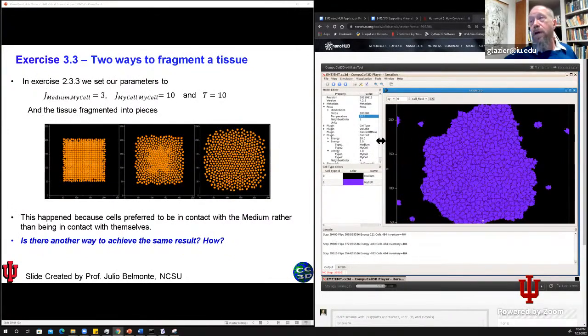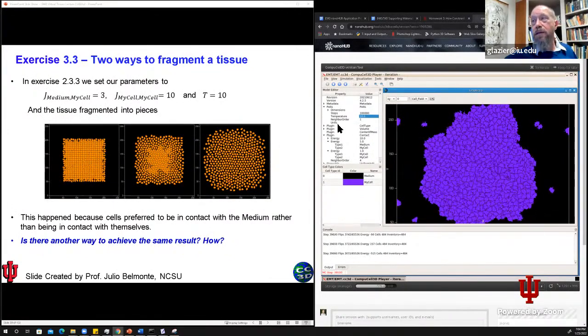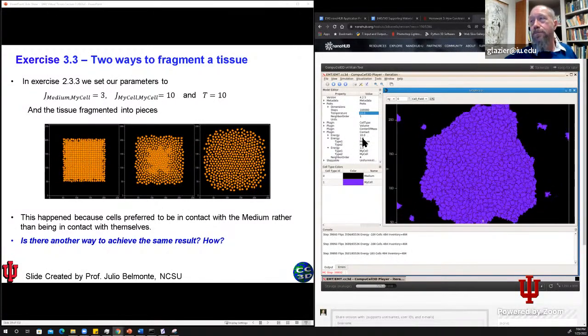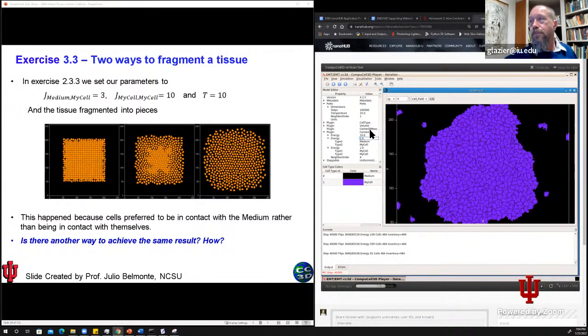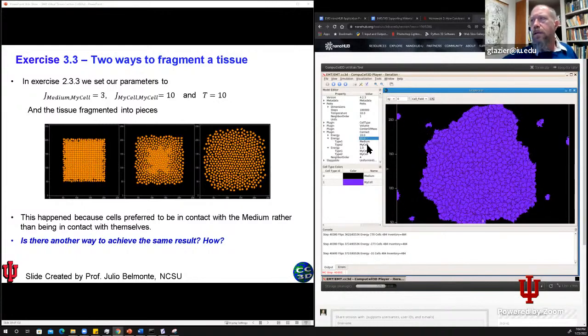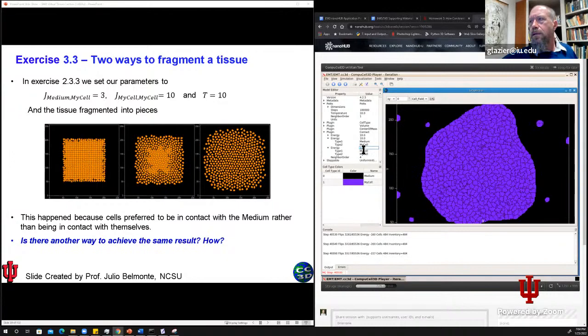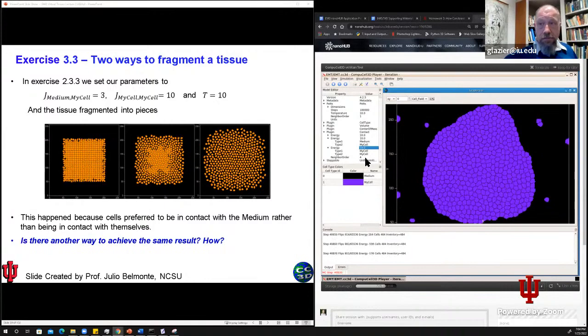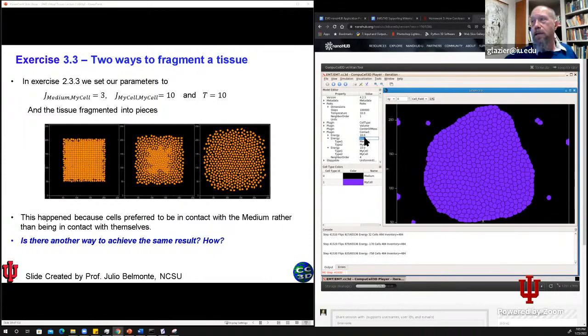The other thing that we did with fragmentation, and we've already done this to some extent, was initially, I'm going to put things back the way they were. This is where we started. And I said that if I reduce the cell medium contact energy, then I'm going to get the tissue to fragment. And I did that, make cell medium contact energy 1, it fragments.